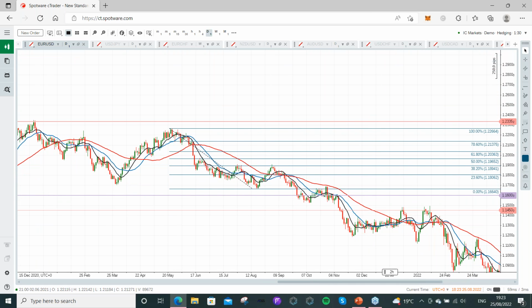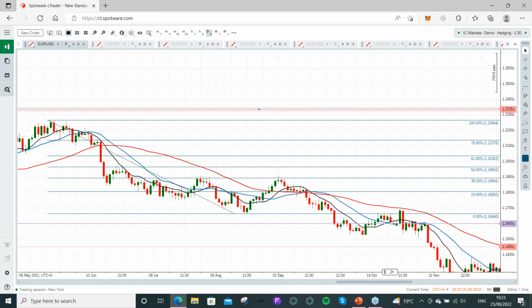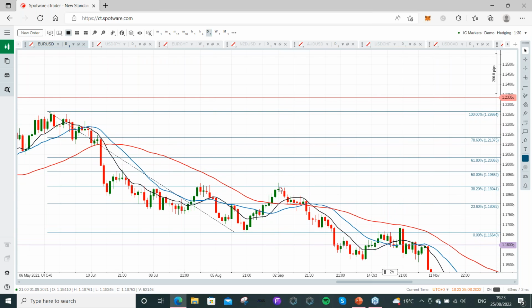And it can also be possible to fine-tune an entry. So I've drawn the Fibonacci here from the top of that move to the bottom on the weekly time frame. How can I get a finer entry on the daily time frame based on this Fibonacci retracement? Well, here is the 38.2 level that price has retraced to, and as you can see, it doesn't actually coincide with my moving averages on the daily time frame.